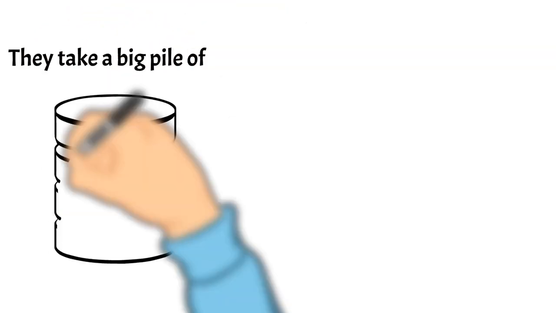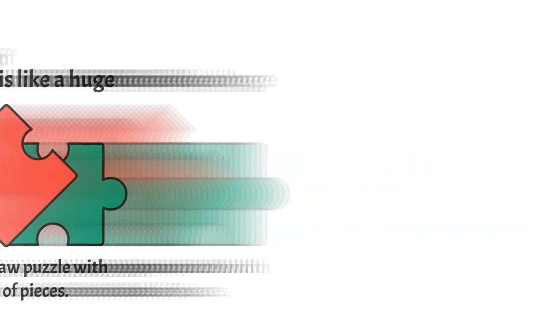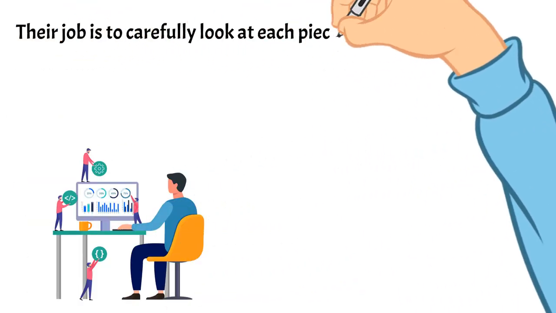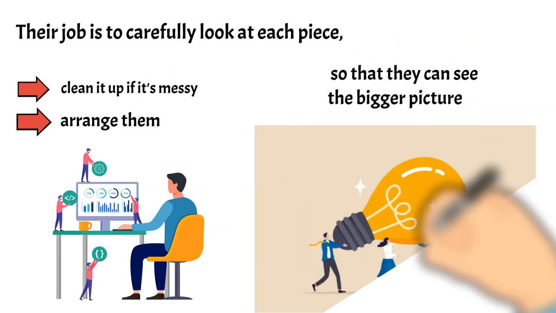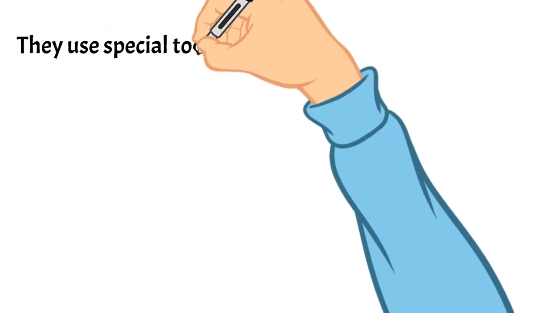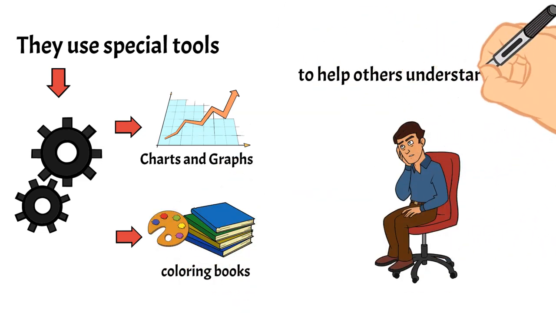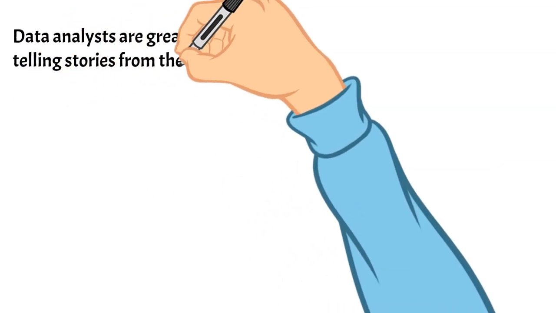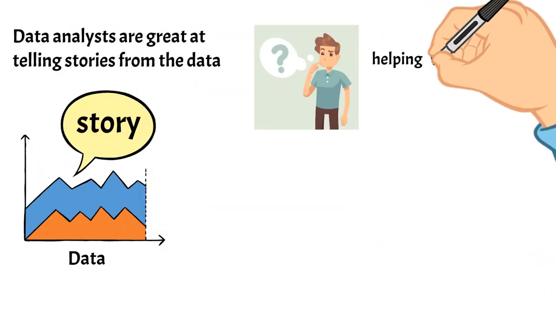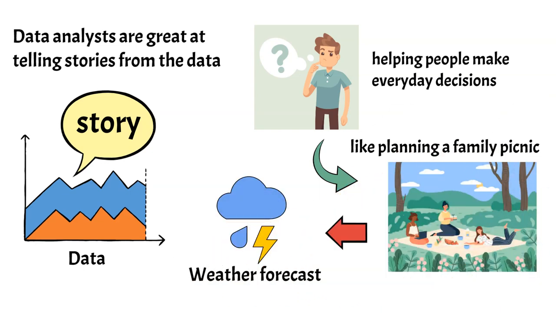They take a big pile of data, which is like a huge jigsaw puzzle with lots of pieces. Their job is to carefully look at each piece, clean it up if it's messy, and arrange them so that they can see the bigger picture. They use special tools to make nice charts and graphs, like coloring books, to help others understand what's happening in the data. Data analysts are great at telling stories from the data and helping people make everyday decisions, like planning a family picnic based on the weather forecast.